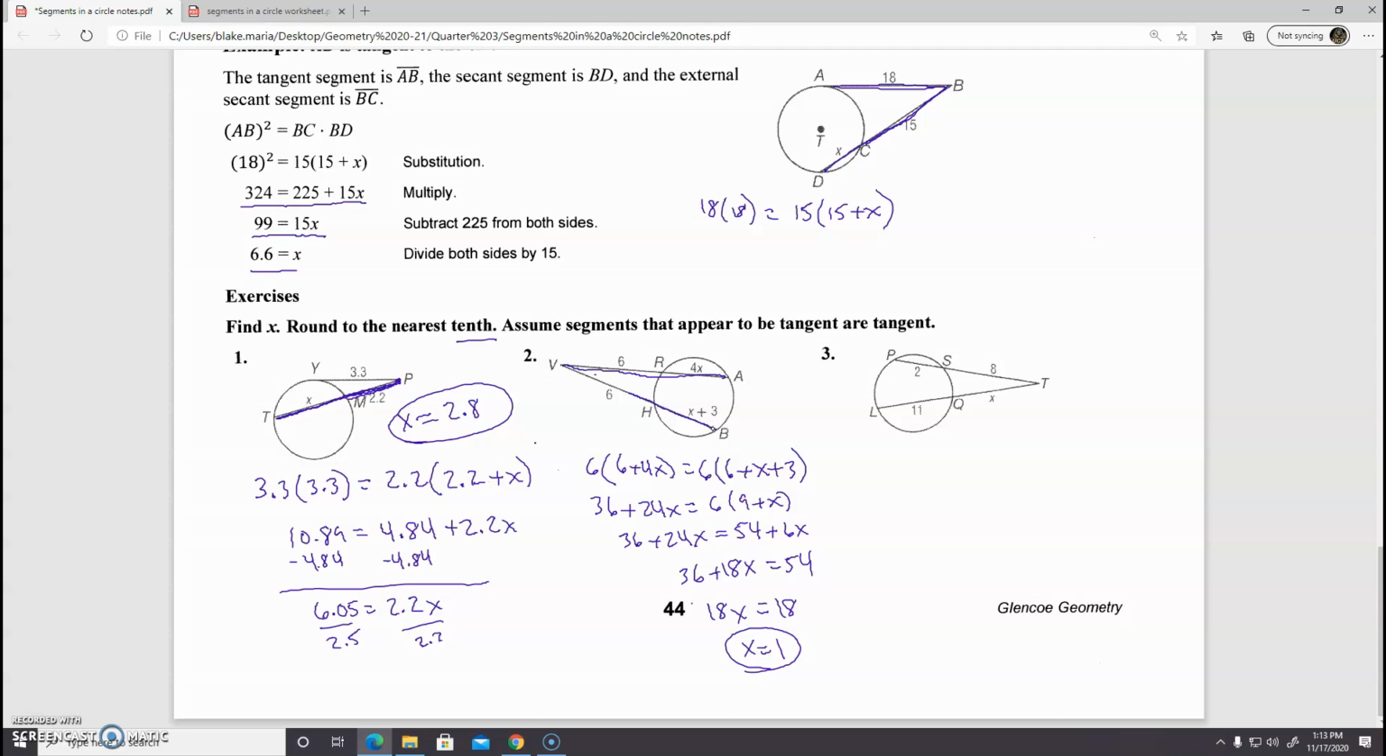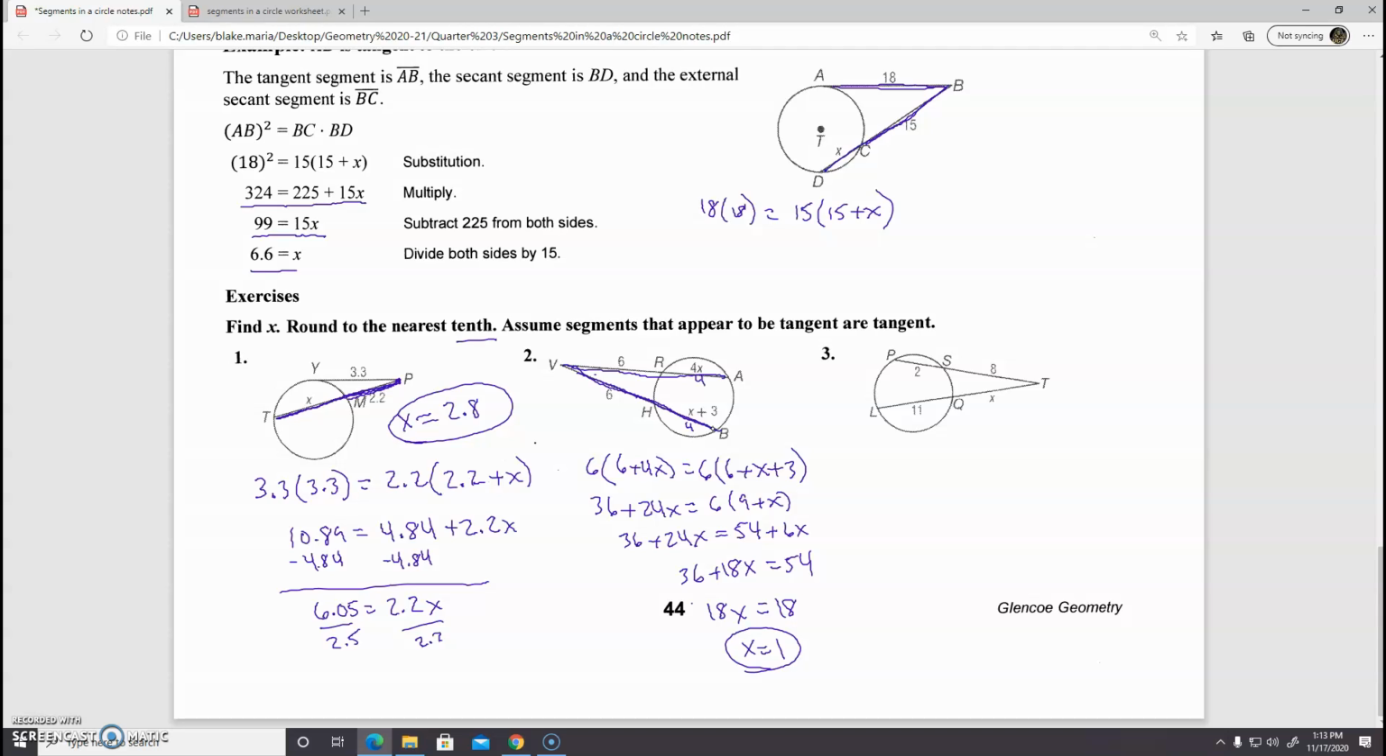Now, I do want to show you with an easier one too. You can always plug this in and test it out. 4 times 1 is 4. 1 plus 3 is 4. So you're telling me 6 times 10, right? The whole thing is 10, should equal 6 times 10. Which it does. 60 does equal 60. So you can always plug it back in and check.